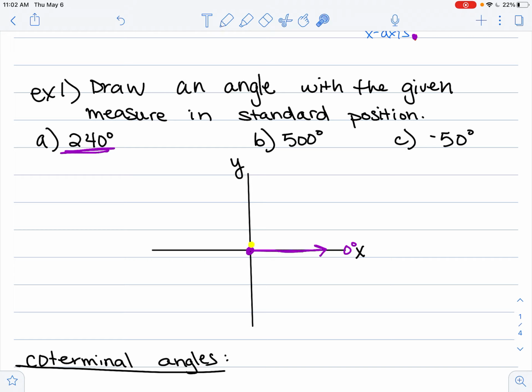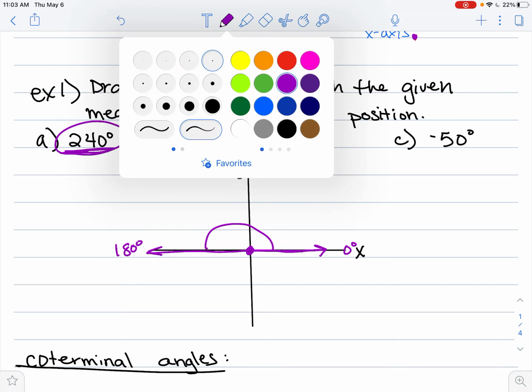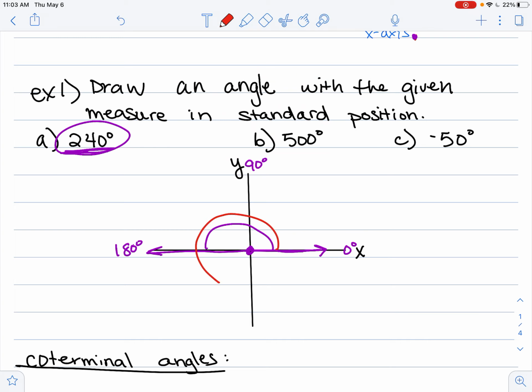I know right here is an angle at 90 degrees. So I'm just going to mark this right here. It would be 90 degrees. And if I went from straight here to here, that would be 180 degrees. But I need 240 degrees. So I know 240 degrees is 60 degrees more. So if we went 60 degrees more, this is our 240 degree angle.